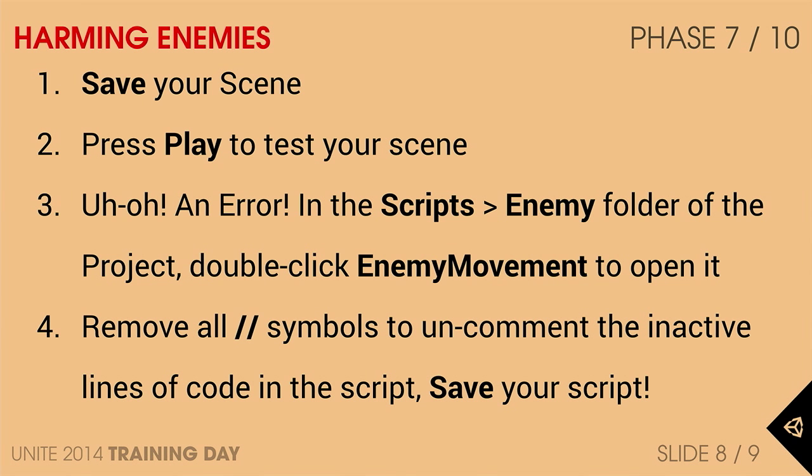So just to remind you, we saved and tested. We discovered an error in the script's enemy folder, enemy movement script. And we removed all of the double / symbols to uncomment the inactive lines of code, which effectively is saying if the enemy health and the player health are more than 0, then we are able to check for the destination and set the destination for the enemy. If they're not, we'll switch off the nav mesh agent so it won't try to seek out the enemy.